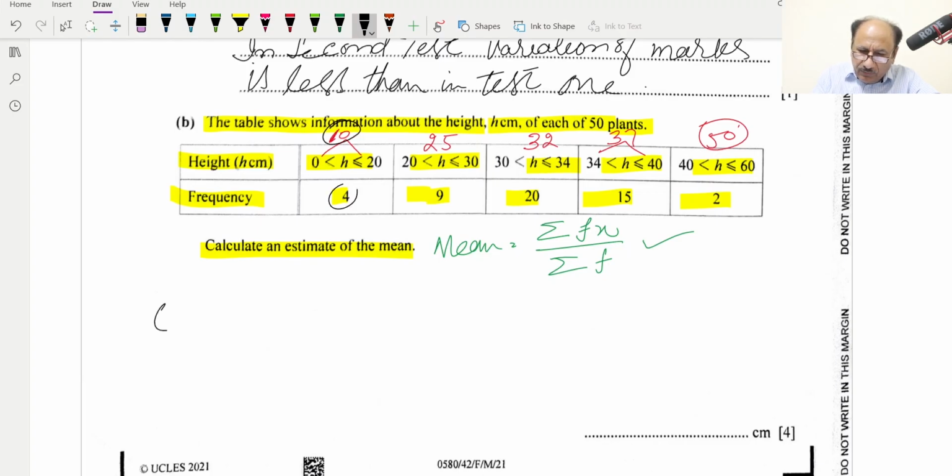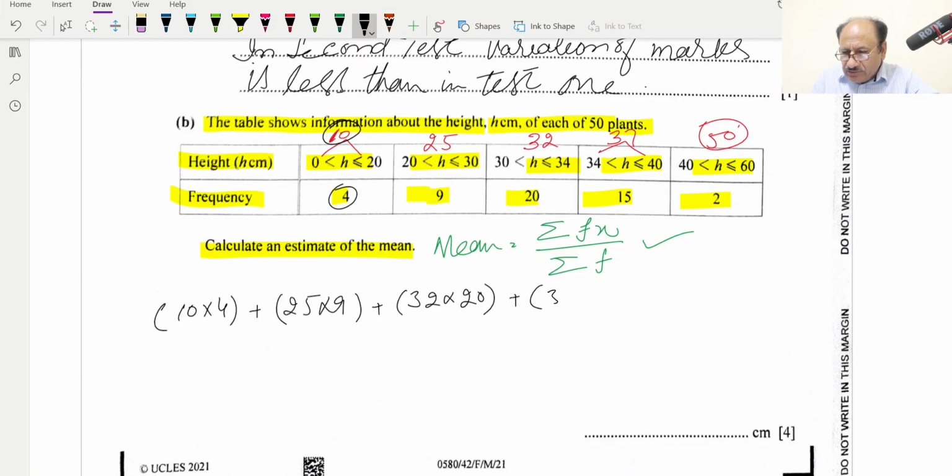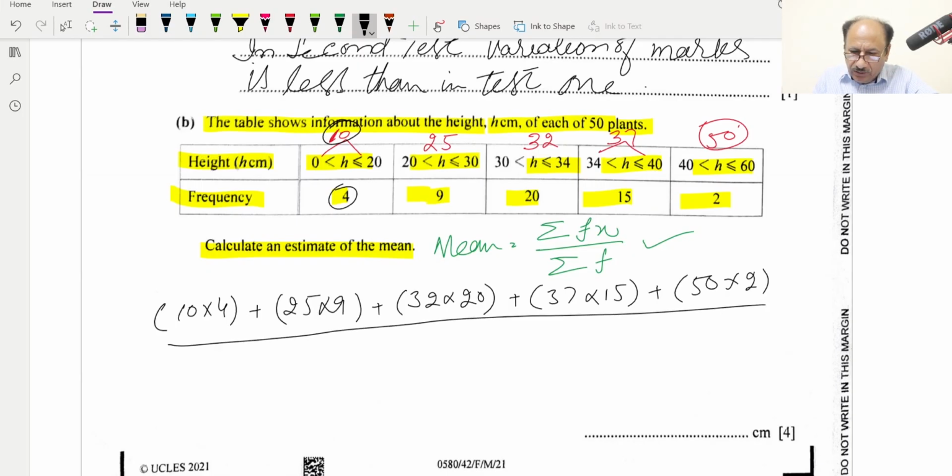10 multiplied by 4, so it will be 10 multiplied by 4 plus 25 multiplied by 9 plus 32 multiplied by 20 plus 37 multiplied by 15 plus 50 multiplied by 2, and the whole divided by the number of students, which is the number of plants, which is 50.